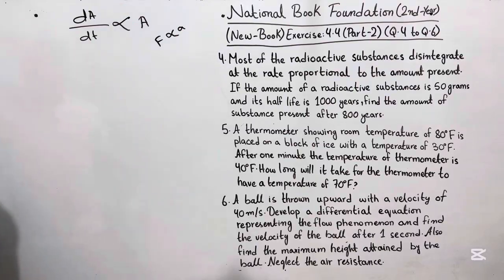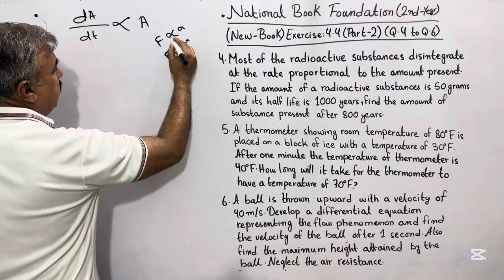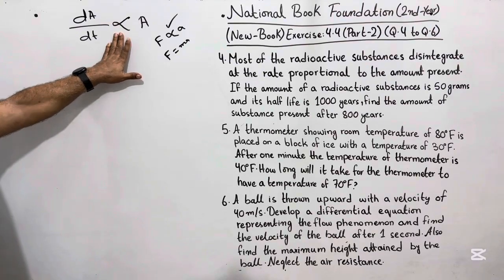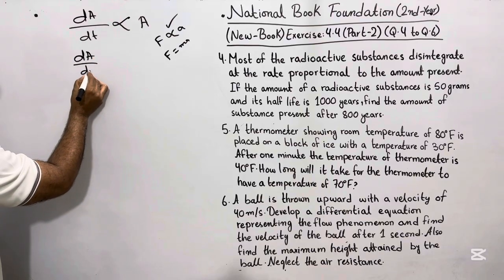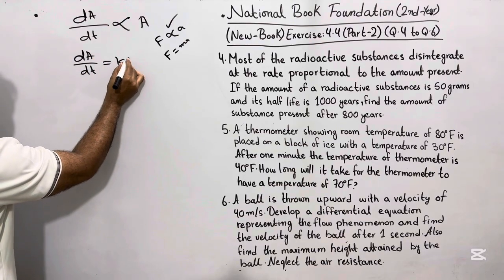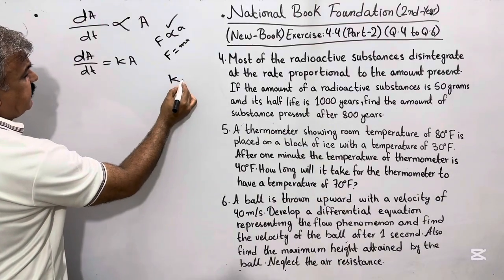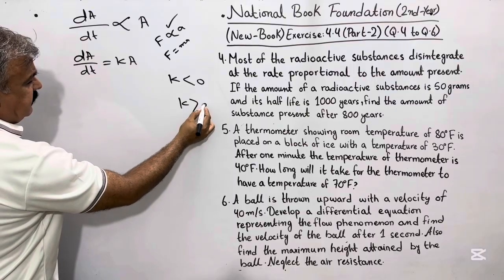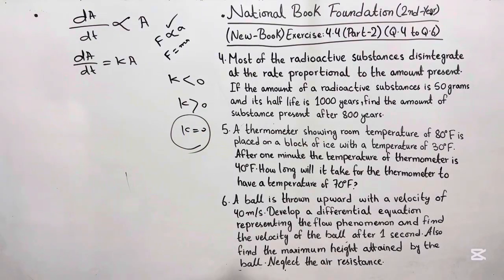You have done this when a force is applied and acceleration is produced. Here comes into play the constant: F is equal to ma, after removing the proportional sign. In the same way, we have to remove this proportional sign and introduce a constant, normally k. So dA/dt is equal to k times A. In the case of disintegration, k is less than 0. If something increases, k is greater than 0. If k is 0, there is no change.